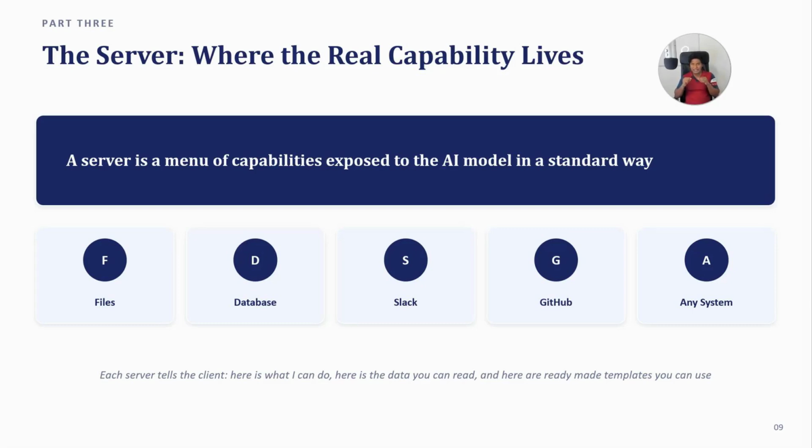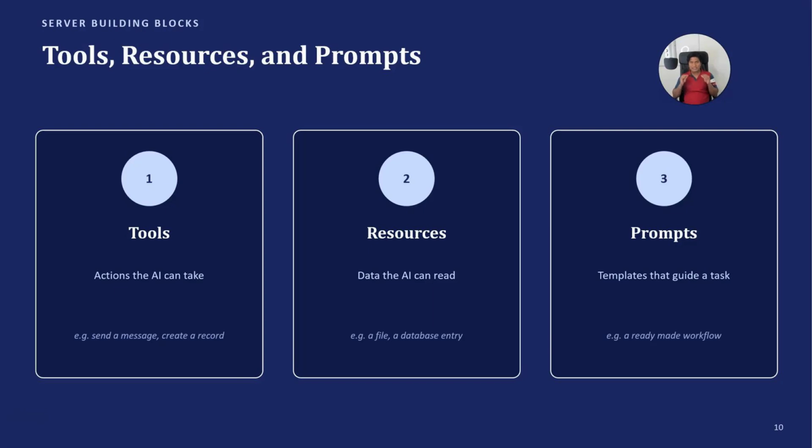And that menu gets exposed to the AI model in a standard way. So servers expose their capabilities using 3 simple blocks. The first is called tools. These are actions the AI can take. Think sending a message or creating a record.